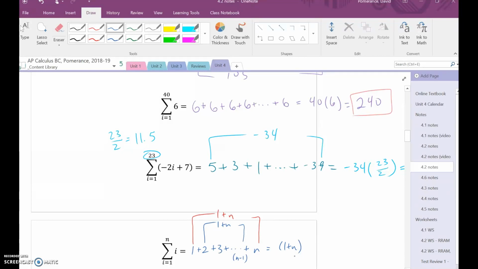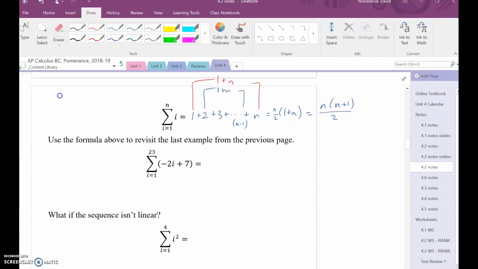Well, if we have n numbers total, then we're pairing them up. We're going to have half of that, or n over 2 pairs. So n over 2 times 1 plus n is going to give us the generic sum of the first n integers, n positive integers. And normally we'll write it like this. We'll write the n and the n plus 1 in the numerator and the 2 in the denominator. So that's a formula that we can use whenever we're taking the sum of some sort of linear progression.